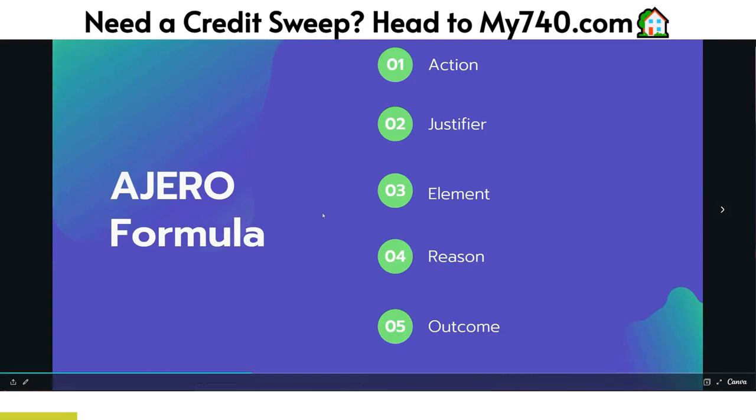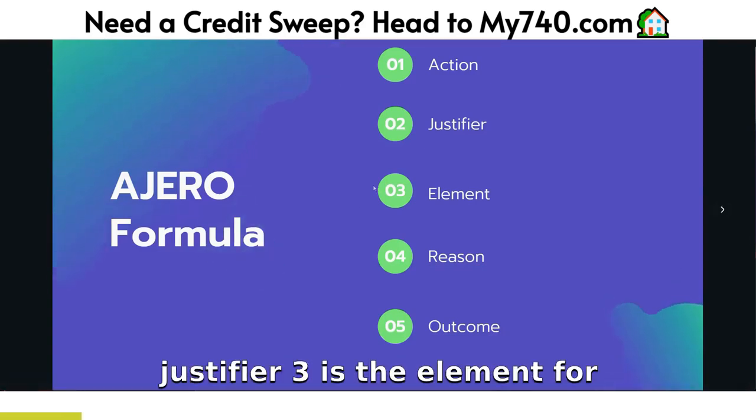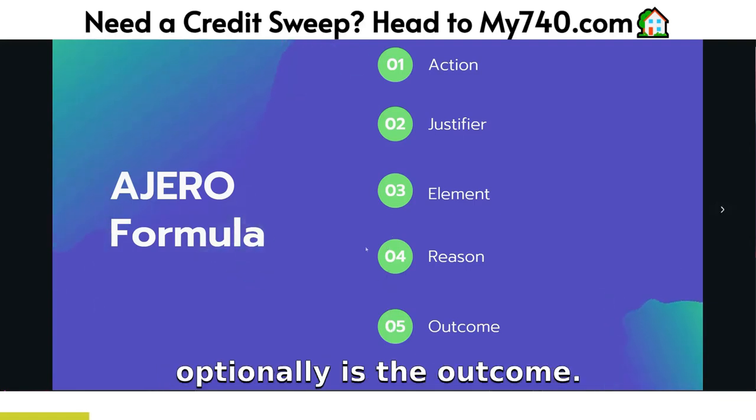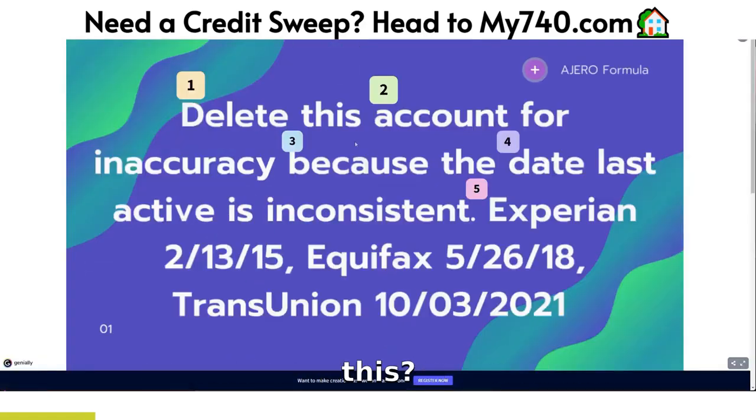Step 1 is the action. 2 is the justifier. 3 is the element. 4 is the reason. And 5, optionally, is the outcome. Now, if that doesn't make any sense, I'm going to show you right here how you would use this.